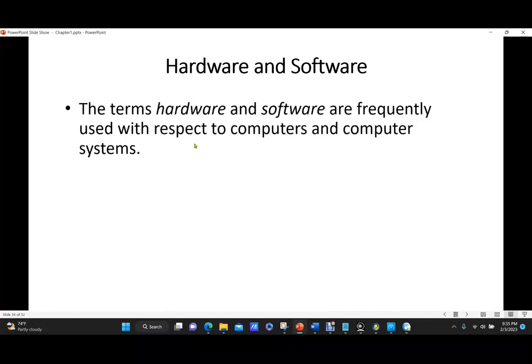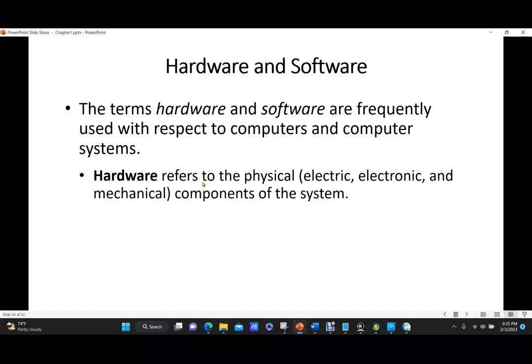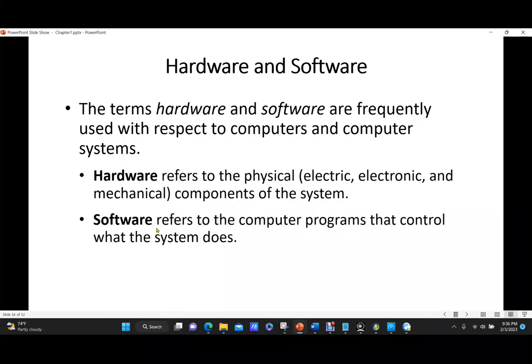When people talk about computers, computer systems, two terms that get used a lot are hardware and software. The term hardware refers to the physical components of the system, electric components, electronic components, mechanical components. The term software refers to the programs that control what your computing system does.